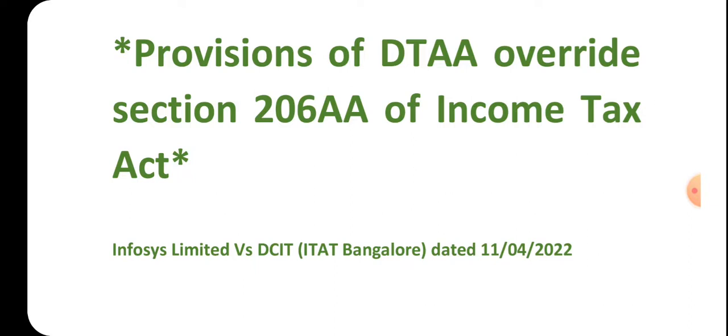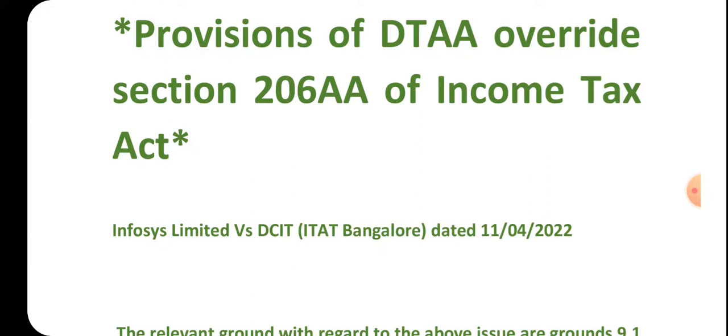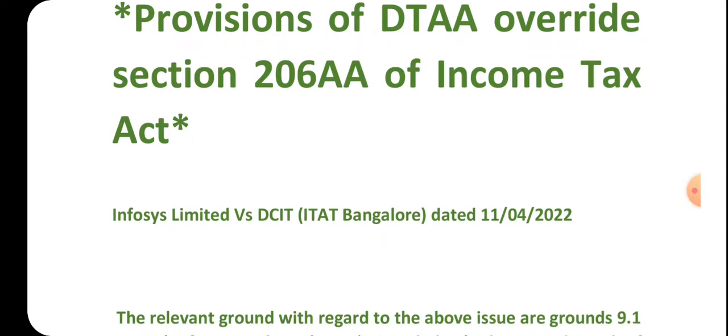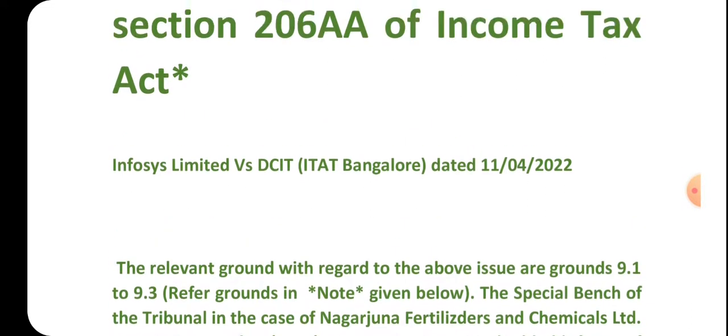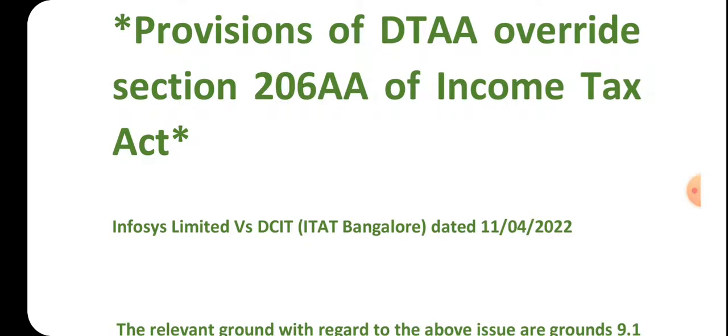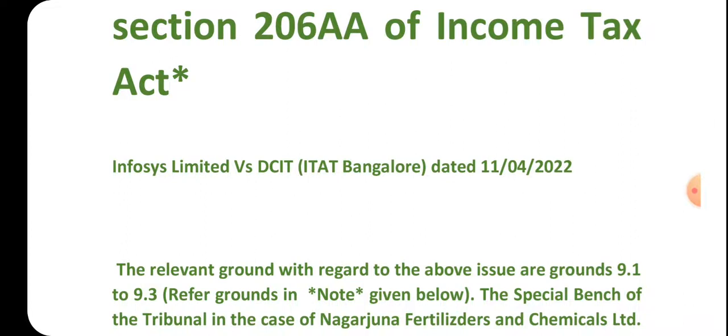But if you see sub-section 7 of section 206AA of the Income Tax Act, it is mentioned that the provision of section 206AA shall not apply to a non-resident being an individual or to a foreign company in respect of payment of interest on long-term bond or any other payment, subject to such conditions as may be prescribed. Here in this case, the relevant ground with regard to the issue whether the provision of the DTAA overrides section 206AA of the Income Tax Act is examined.